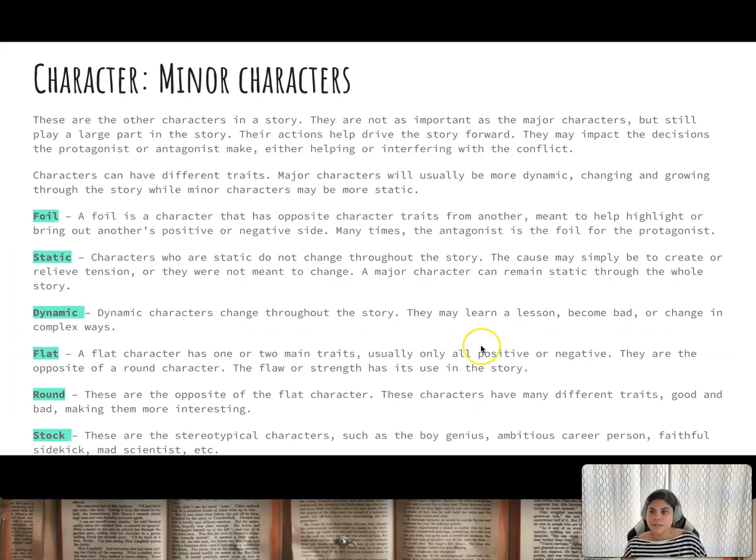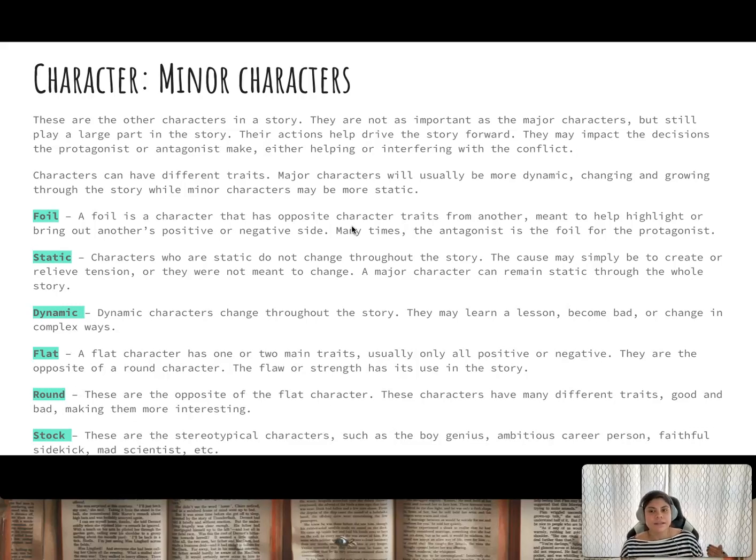All right, next we have our minor characters, which are just as important. So these are the other characters in the story. They may not be as important as the major characters, but they still play a large part in the story. They still add something. And so their actions also help drive the story forward. And they also may impact the decisions of the protagonist or the antagonist.